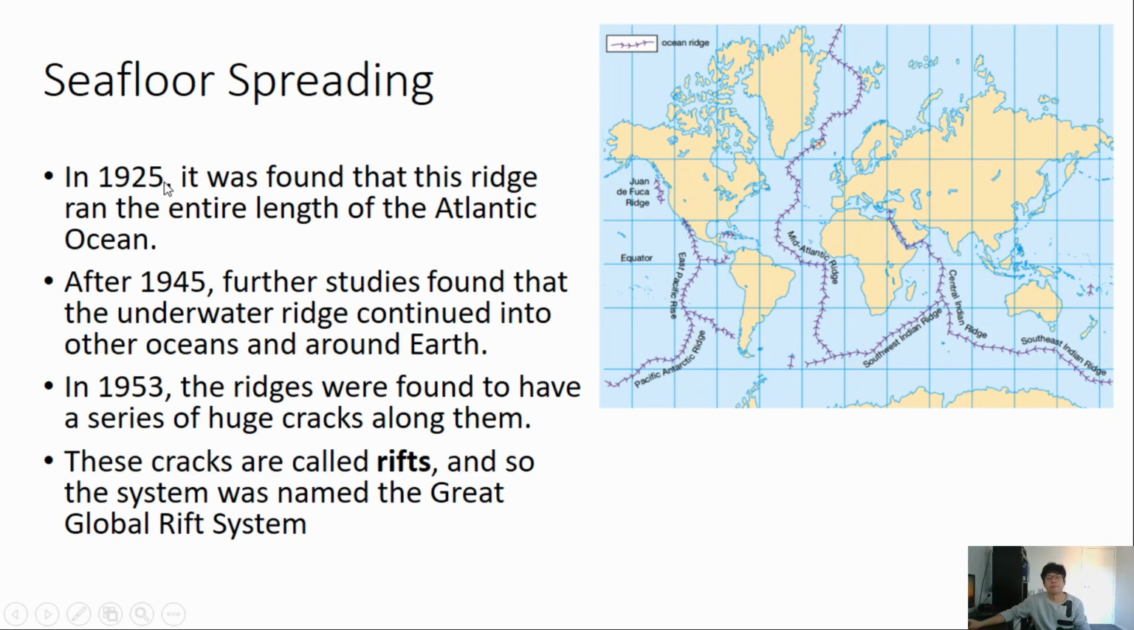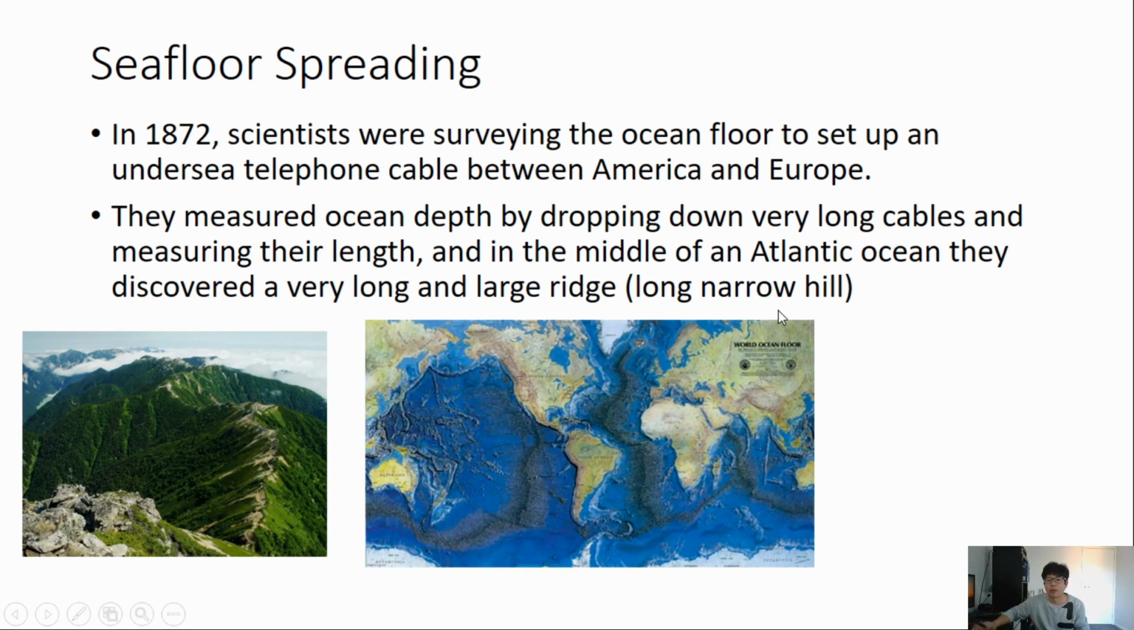In 1925, it was found that this ridge ran the entire length of the Atlantic Ocean. After 1945, further studies found that the underwater ridge continued into other oceans and around the Earth, as we can see in this image here and the one over here. So you can see the ridges go all around the Earth.